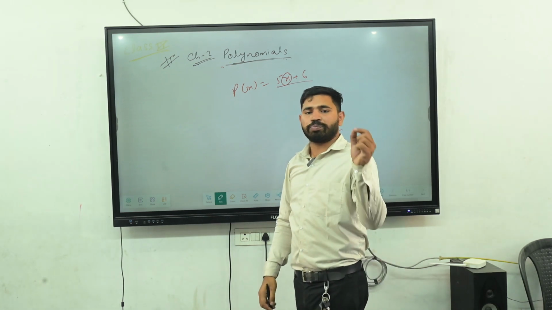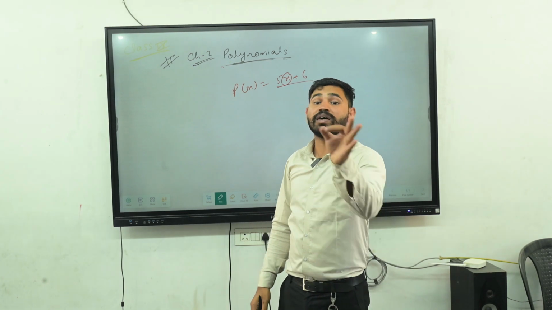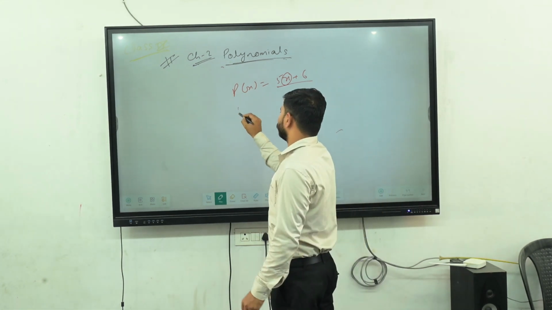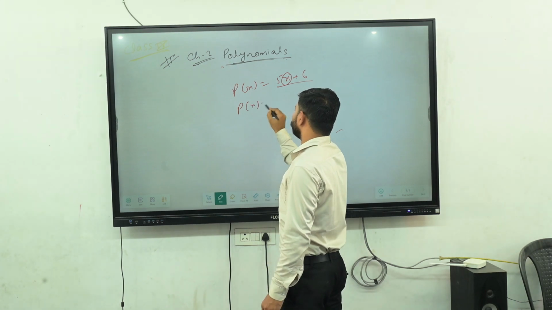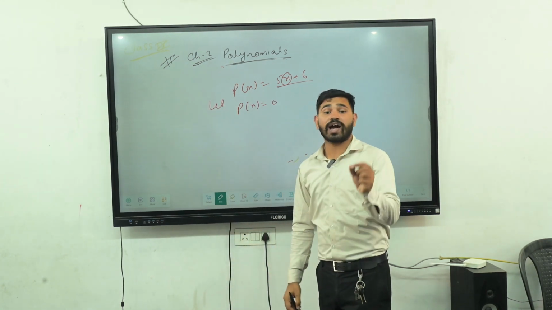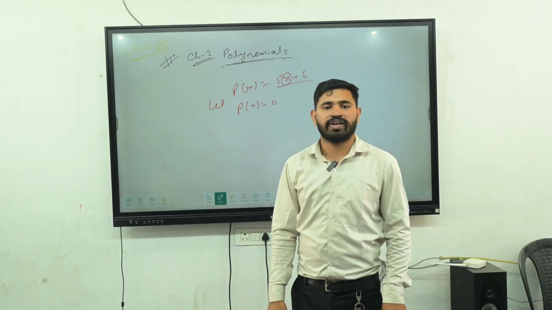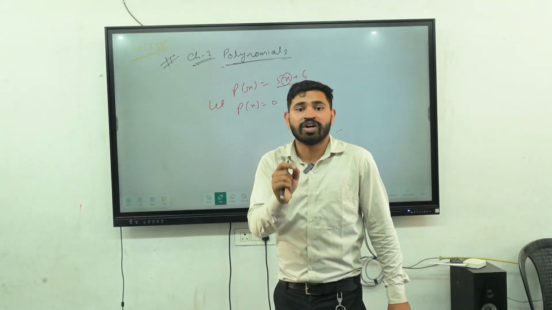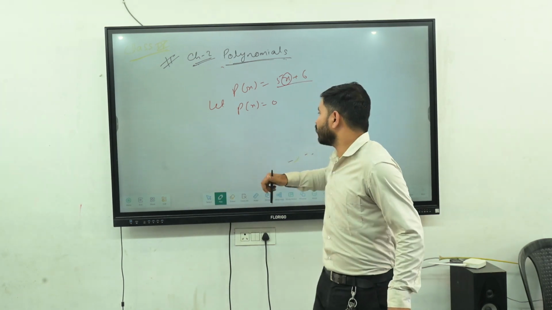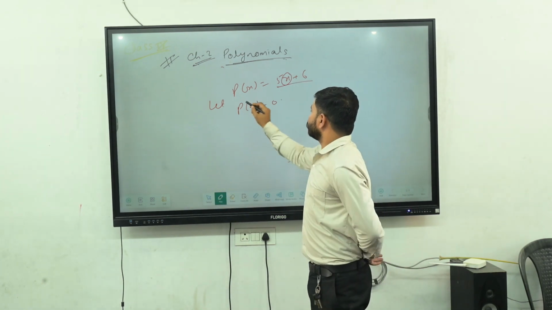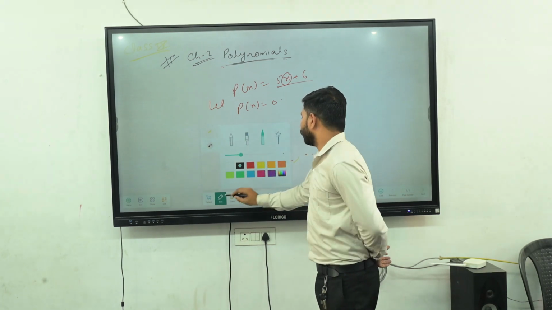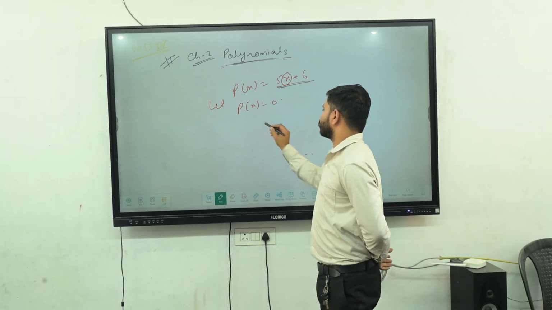It means if we put that value of x, it becomes 0. For that I use this process. Let p(x) equals 0. For finding the zeros of a polynomial, meaning the value of x for which the polynomial is satisfied, let p(x) equal 0. So the right side, that is 5x plus 6, is also 0.